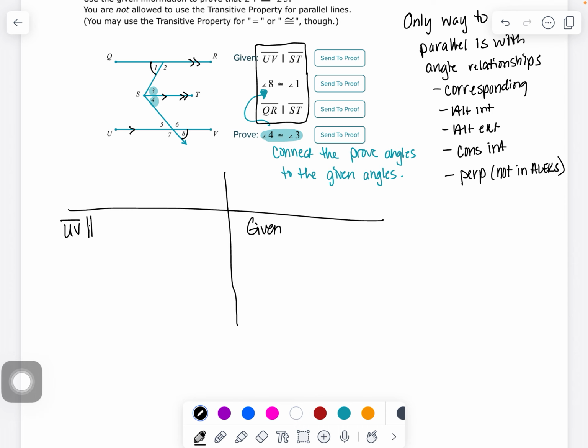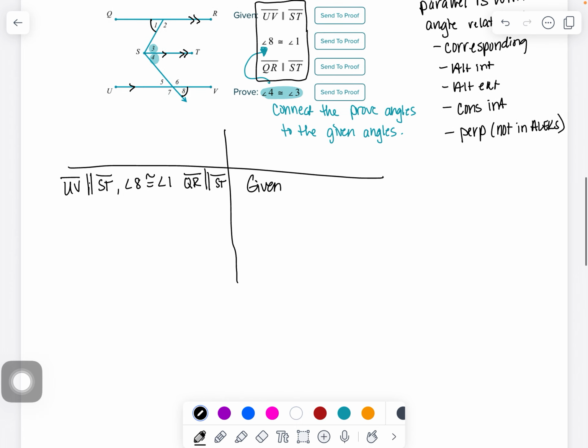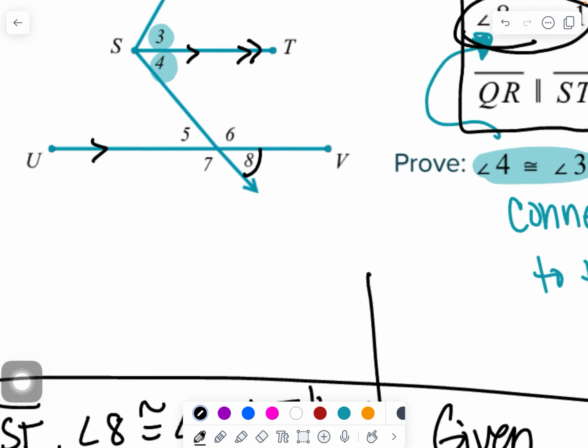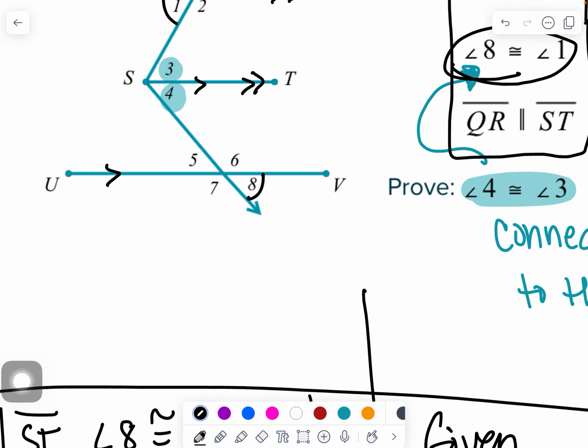UV parallel to ST. Angle 8 congruent to angle 1. And QR parallel to ST. I would bring all of that in. Given, all in there. And then I would try and bring in that angle 4. And I would set him equal to one of those angles up here if at all possible. So angle 4, how is he going to be equal? Angle 4, well, he's on a line parallel to U and V.